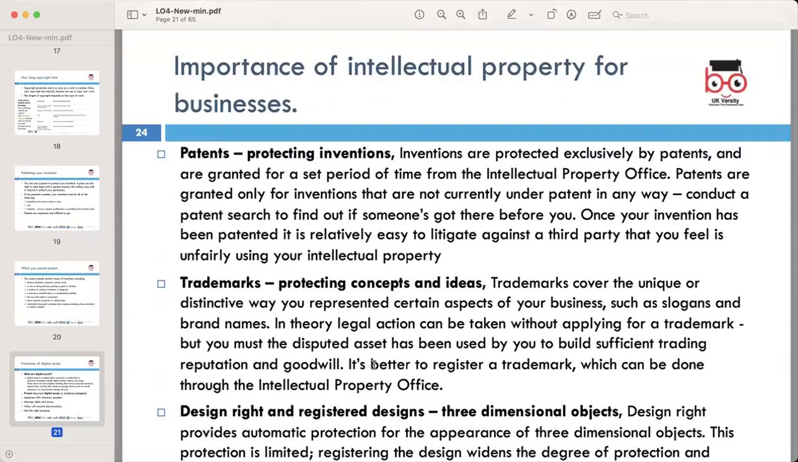Importance of intellectual property for business. Yes, Hiresh, sorry, any questions or any comments?